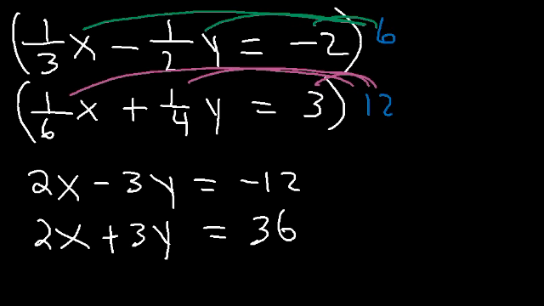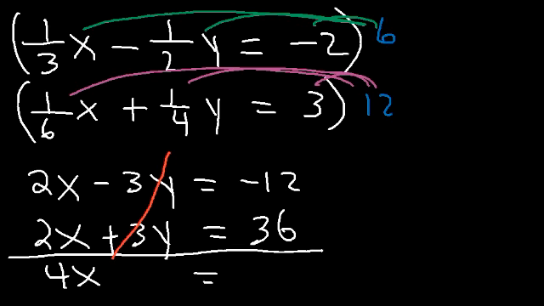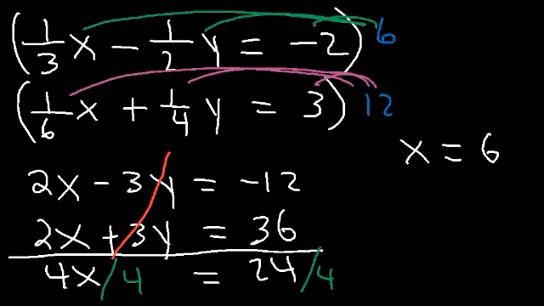Now notice that if we add the two equations, the y variables will cancel at this point. Negative 3y plus 3y is 0. 2x plus 2x is 4x. And negative 12 plus 36 is the same as 36 minus 12, which is 24. So since 4x is equal to 24, to solve for x, we need to divide both sides by 4. So 24 divided by 4 is 6. Therefore, x is equal to 6.